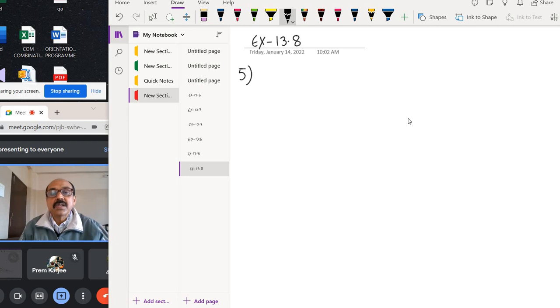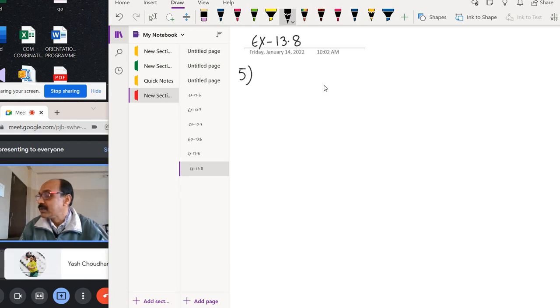Chapter Surface Areas and Volume, Exercise 13.8, question number 5. The question is, how many liters of milk can a hemispherical bowl of diameter 10.5 centimeter hold? So how many liters of milk? That means we have to find the capacity.